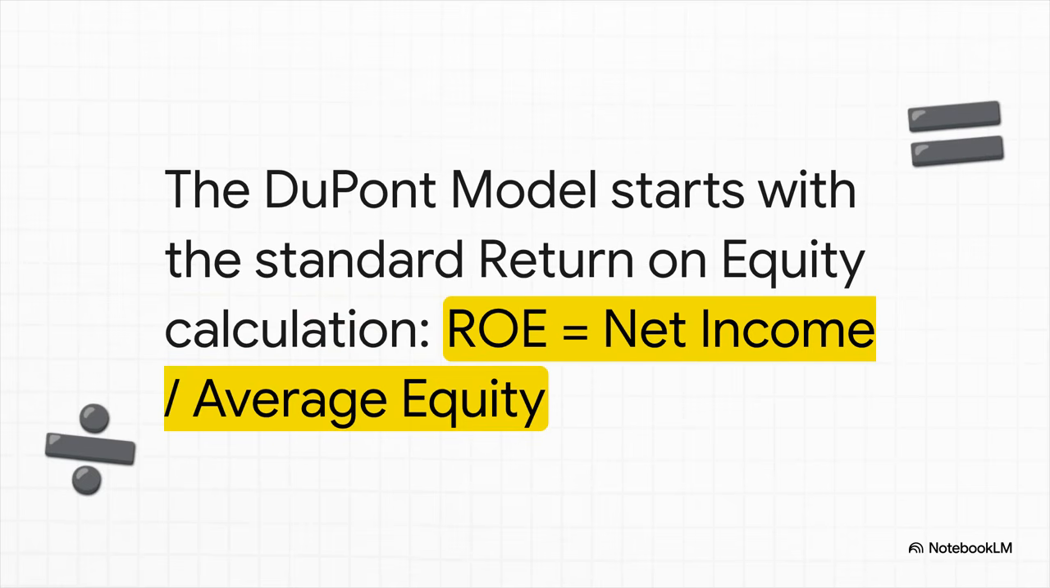So we start with our basic ROE formula. Now, this is where the magic happens. We can basically multiply this whole equation by sales over sales and then by assets over assets. And since anything divided by itself is just one, the math stays perfectly valid. But what it lets us do is rearrange the pieces to see what's really driving performance.